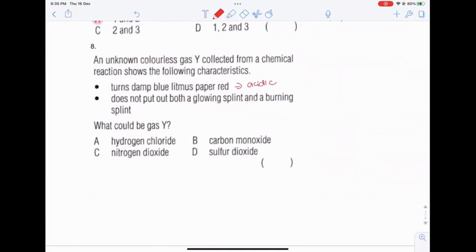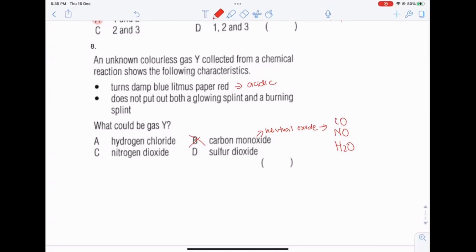So what can we cancel out from this? We can only cancel out carbon monoxide. Carbon monoxide is a neutral oxide. What are the neutral oxides? CO and H2O. Okay. The rest are all acidic. Hydrogen chloride, nitrogen dioxide, sulfur dioxide, they are all acidic oxides. I mean C and D are acidic oxide. HCl, you know, in water is acid.